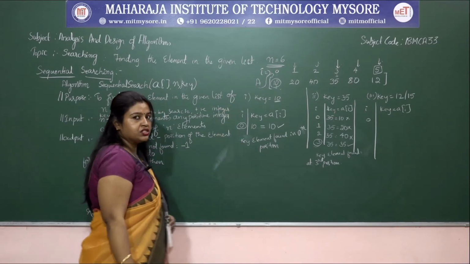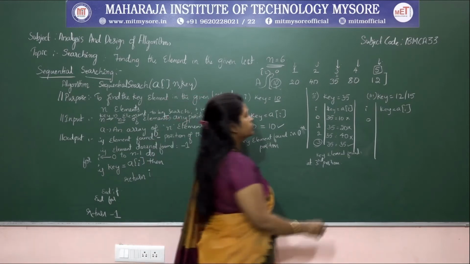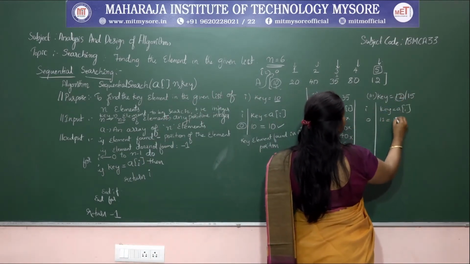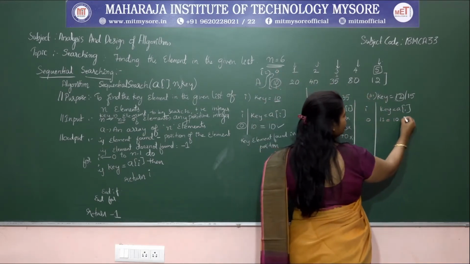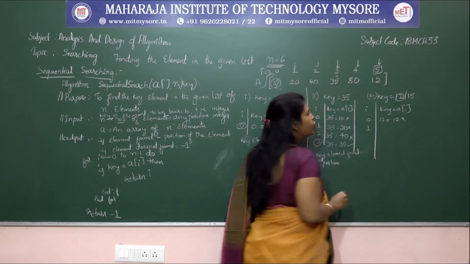This might be any positive integer. Okay, so now the key element is what we are considering? 12. 12 is equal to A of I. A of I is 10. So 12 is equal to 10. Is it true? That is false. If it is false, next we will go to what?